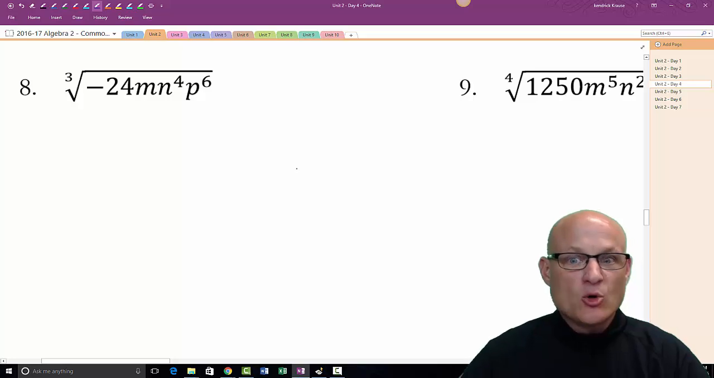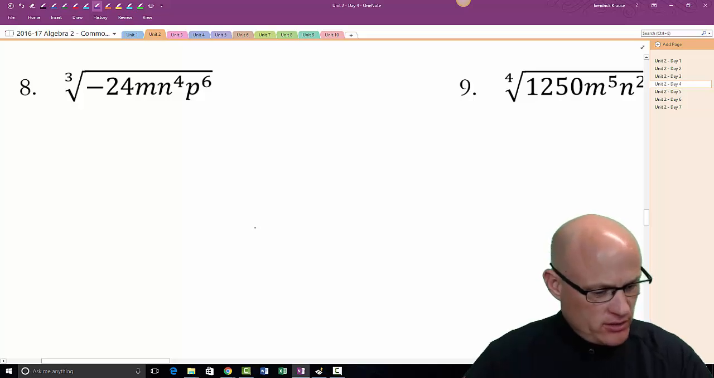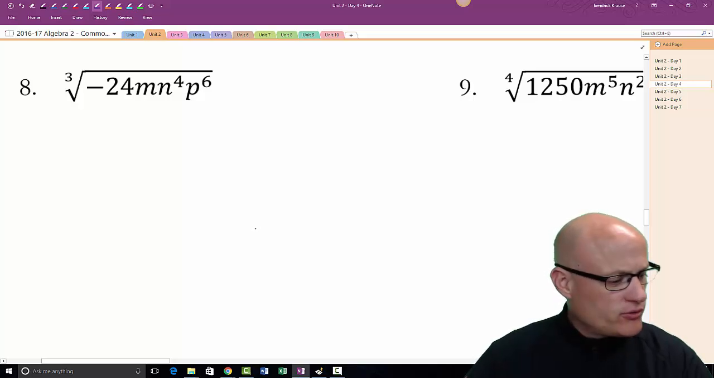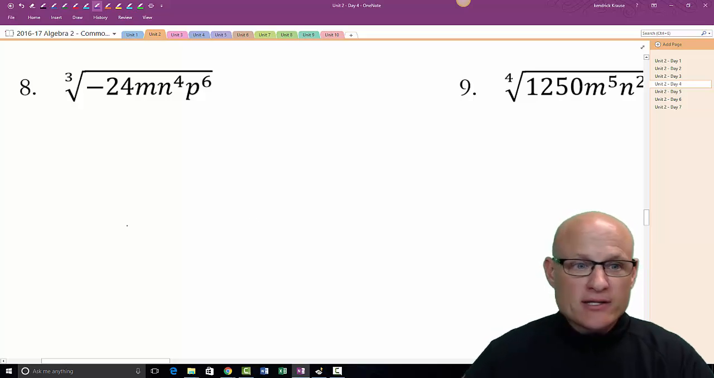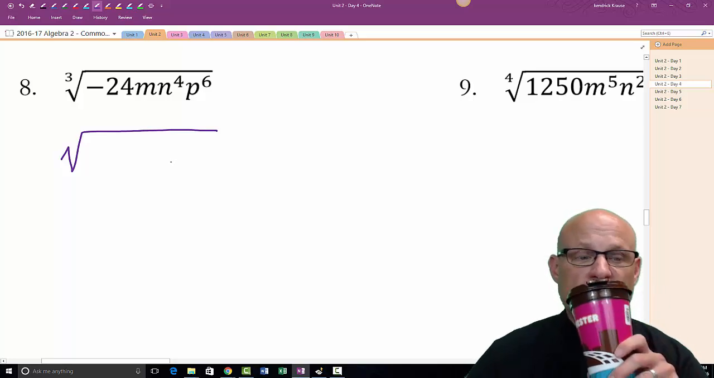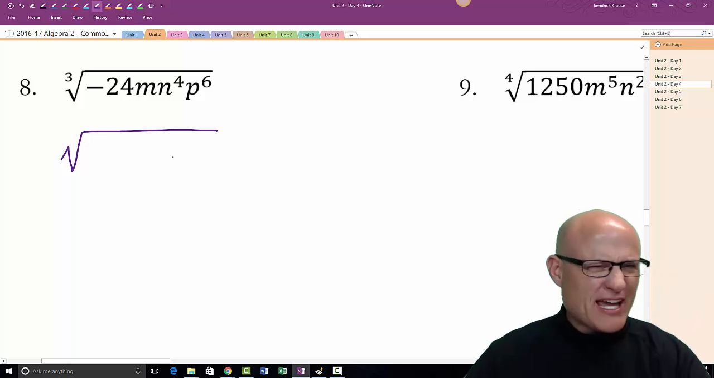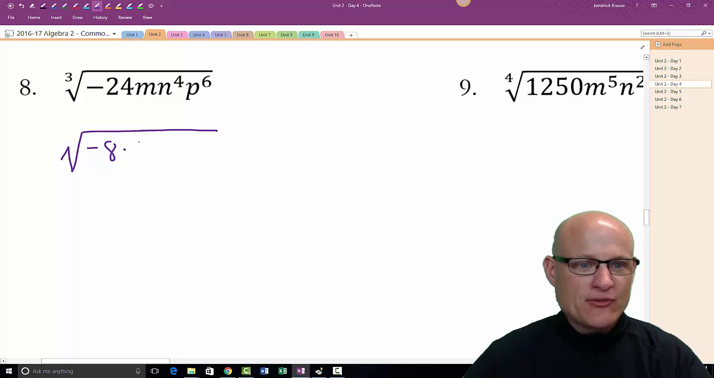Close. Okay. Ooh, negatives. Now be careful. With square roots, we're going to deal with i. With cube roots, no i. So this is a cube root. So I need a cube that goes into negative 24. And I'm okay with negatives. So this should be negative 8 times 3, because this is a perfect cube.